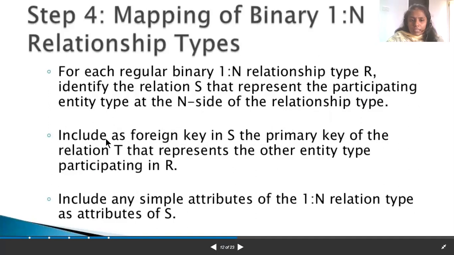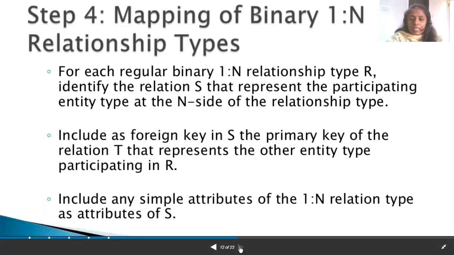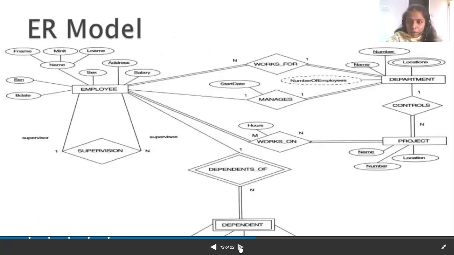Nothing. Here also you can see, include as foreign key in S the primary key of the relation T that represents the other entity type participating. That means what is happening? From 1 to n, where 1 is coming from, that means cardinality 1, where it is written. From that entity we are taking the primary key and storing it in the entity where n is written, adding it as the foreign key. I will show you in the example, then you will get more idea about that.